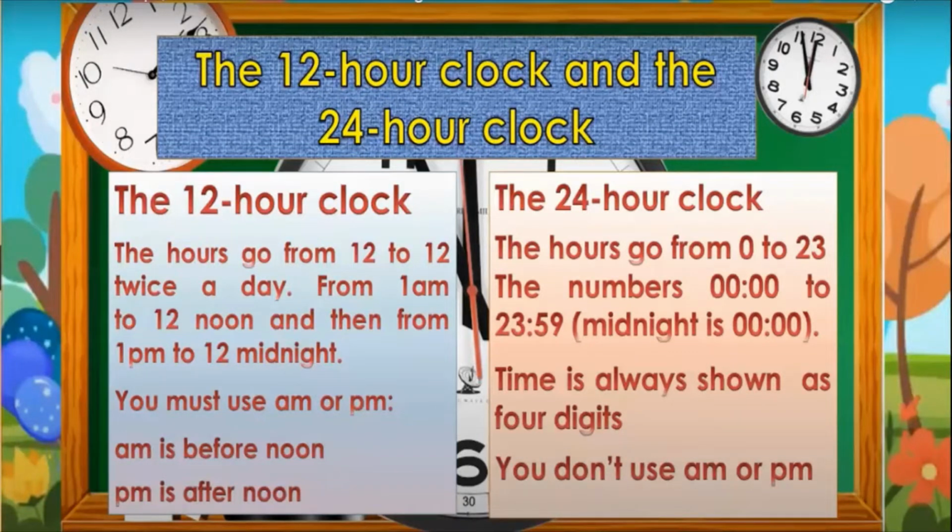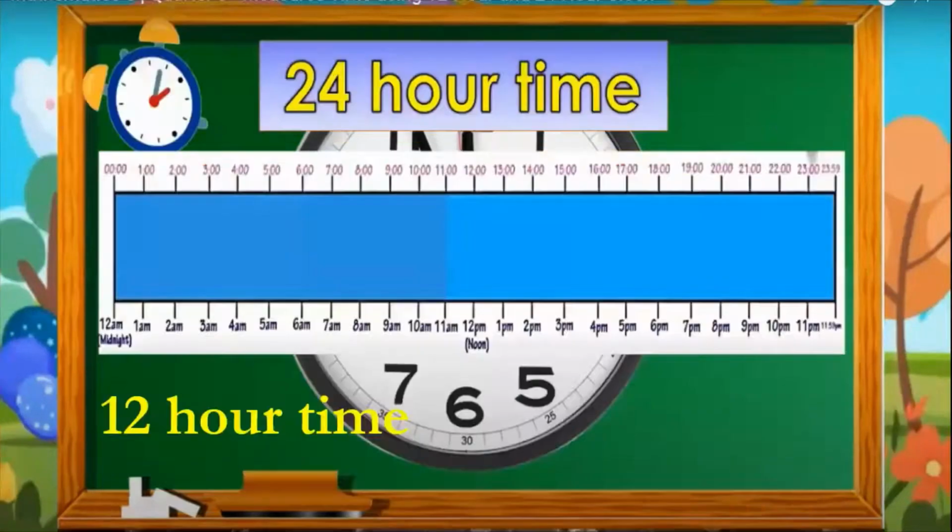For the 24-hour clock, the hours go from 0 to 23, the numbers 0000 hour to 2359 hour, and that is midnight. The midnight for the 24-hour clock is the 0000 hour. Time is always shown as 4 digits, and in the 24-hour clock, we do not use AM or PM.